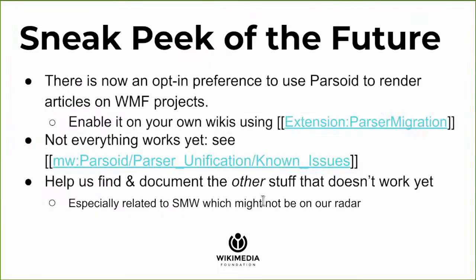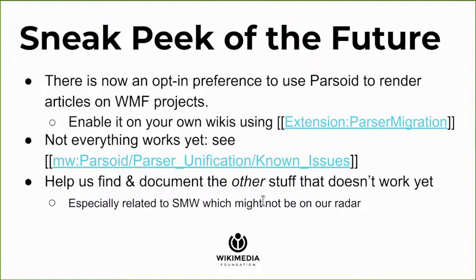So just a quick guide to the different aspects of our team and folks who are working on that as well. So this is one step where you can join us. There's now an opt-in preference on Foundation projects to use Parsoid instead of legacy Parser to render articles. I'm going to show you how to turn that on in a moment. Not everything works yet, and we have a known issues page here. I'm going to show a few of those shortly, but this also provides early access to try out Parsoid as a daily driver and find the things that we don't already know about, as well as prioritize the issues that we still have to work on.